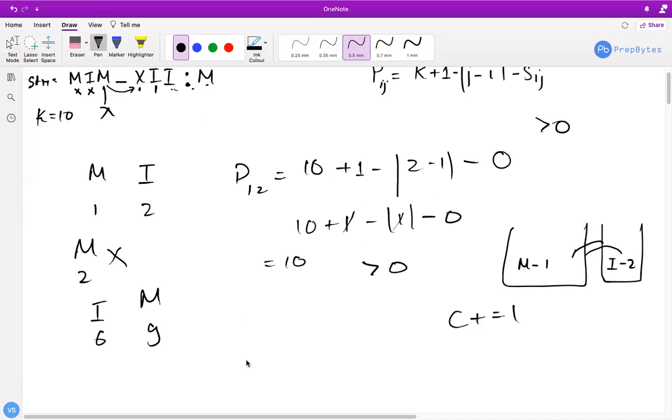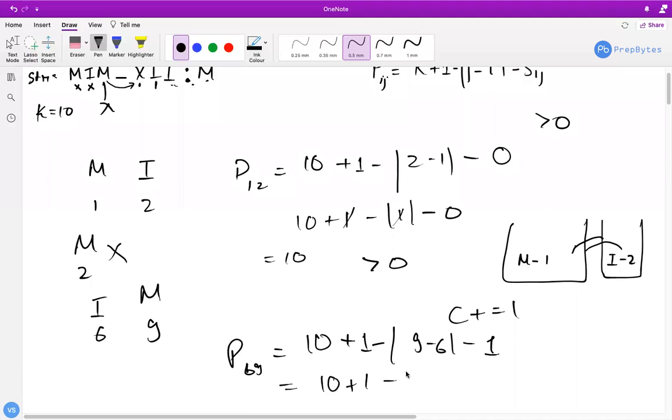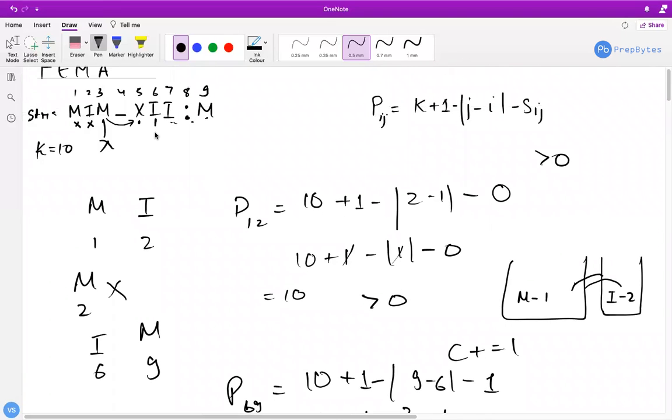Now we will again apply the formula. What is the formula? 10 plus 1 minus mod of 9 minus 6 minus the number of sheets between them, which is 1. So 10 plus 1 minus 3 minus 1. It is greater than 0. When it is greater than 0, then we will include it. Suppose I at 6 has got attracted, and M at 9 has got attracted.